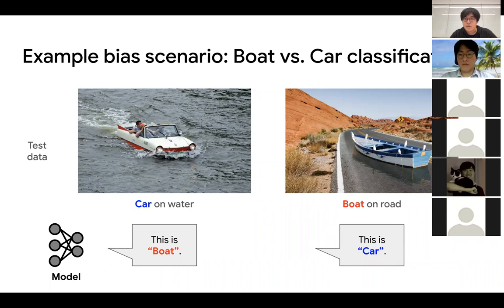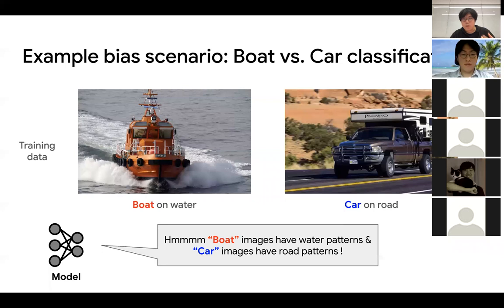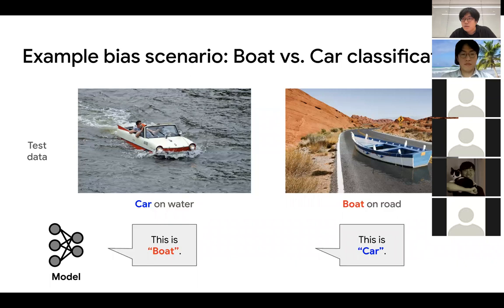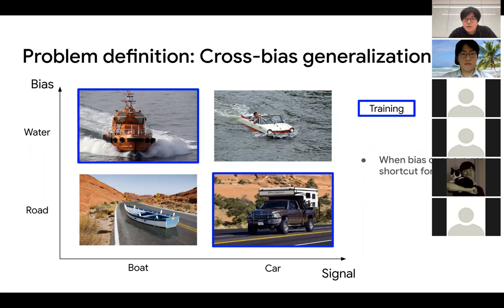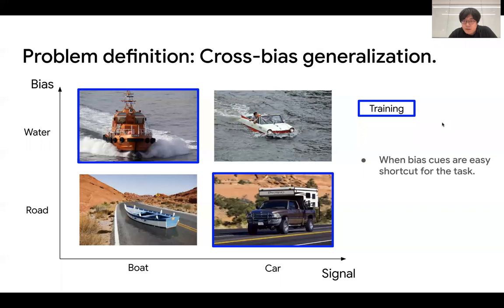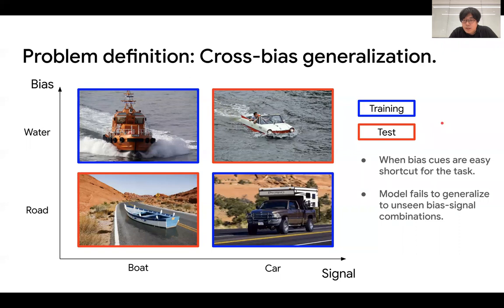But your model thinks both images have water patterns and car images have road patterns, which means that they are the major cue for recognition. So it will fail to recognize correctly. So here is our problem definition of cross-bias generalization. We assume that when bias cues are a shortcut for the current task, the model fails to generalize to unseen bias-signal combinations.